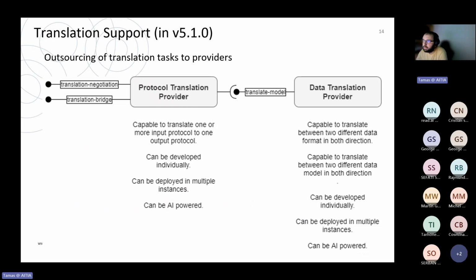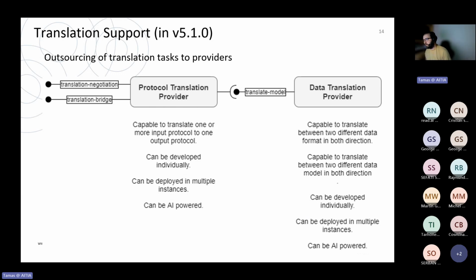When we're talking about protocol translations, they can implement the translation negotiation service and the translation bridge service. So in this way, it will be able to connect to the local cloud and provide its translation service the same way as the other protocol translation providers are providing their services, no matter whether the actual translation happens between protocol A and protocol B, or protocol C and protocol D.